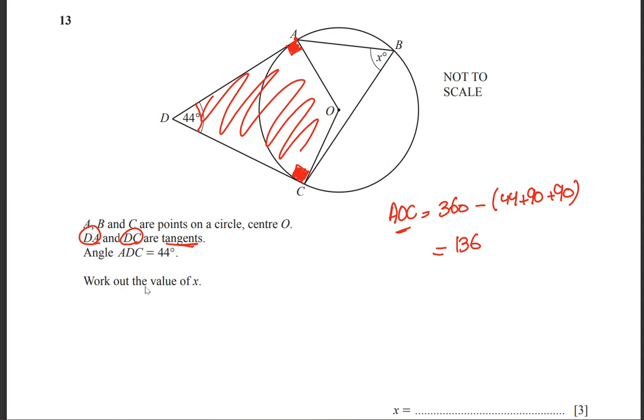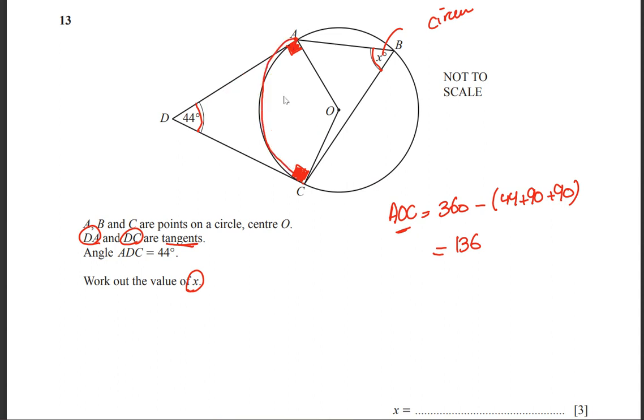Then he wants to work out the value of x. As we see here, this is a circumference angle, which shares the same arc with this central angle. I got this central angle as 136. What is the relation between the central angle and the circumference angle sharing the same arc? The central is double the circumference angle, or the circumference angle, which is x, is half the central. So it will be 68.